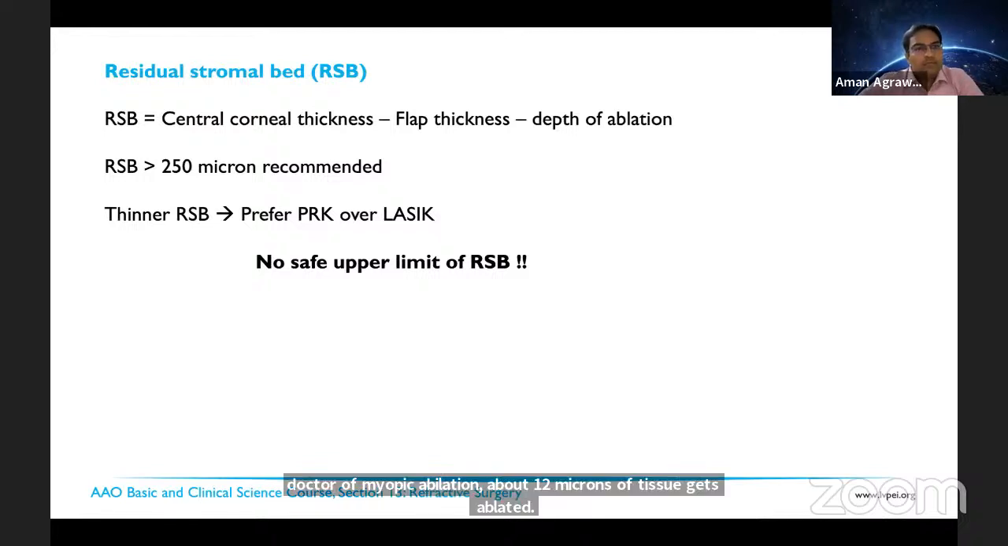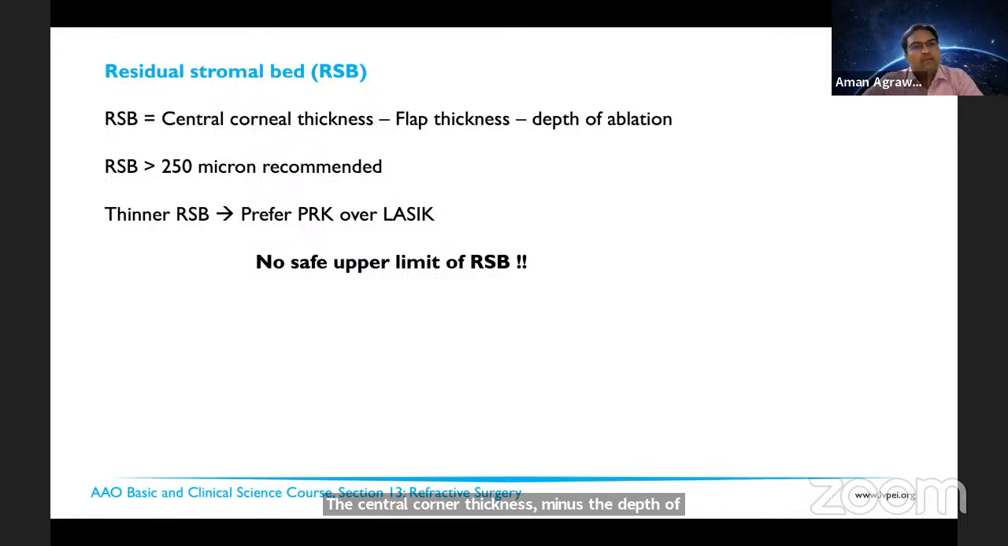Next, coming to the concept of residual stromal bed. The residual stromal bed is basically the amount of cornea that is remaining after the laser vision correction has been done. So it is equal to central corneal thickness minus the flap thickness minus the depth of ablation. This is applicable for LASIK, while in case of a PRK, the residual stromal bed would be the central corneal thickness minus the depth of ablation, because we are not making any flap in PRK.